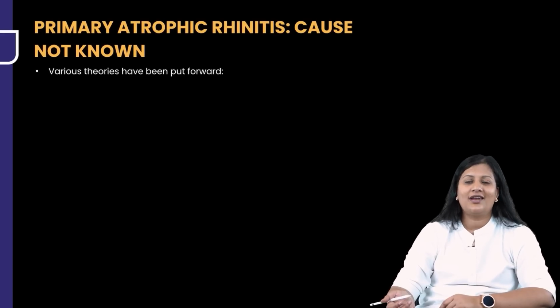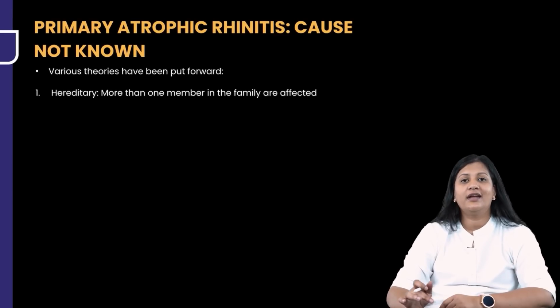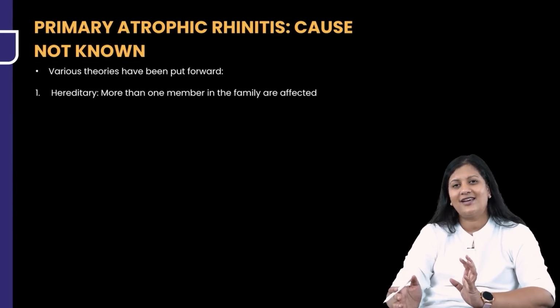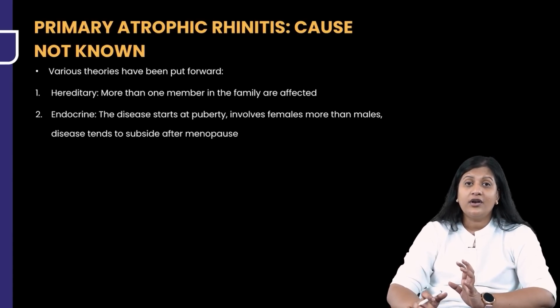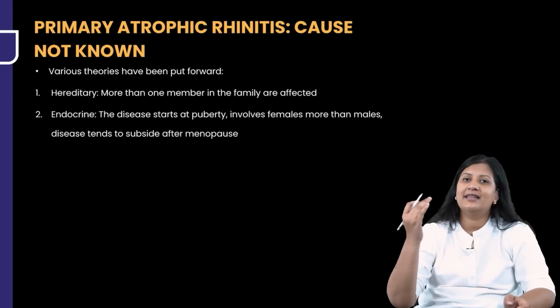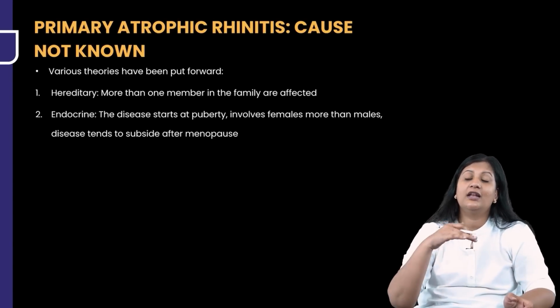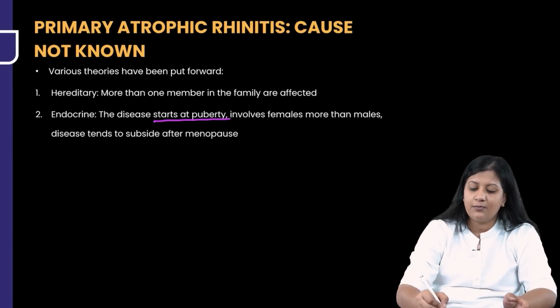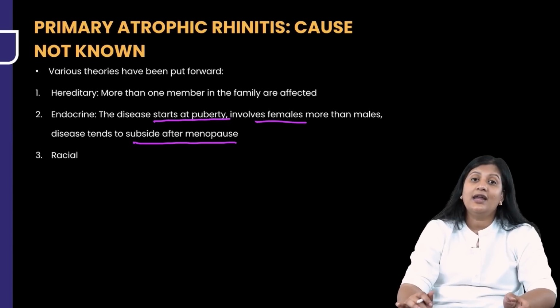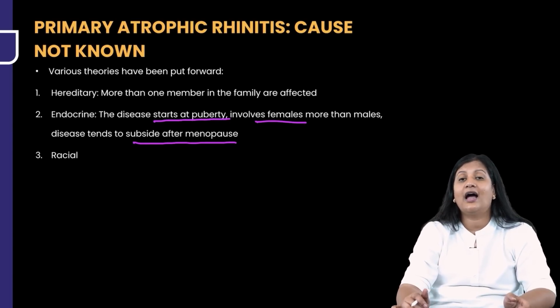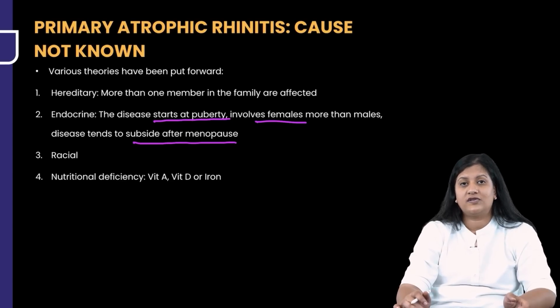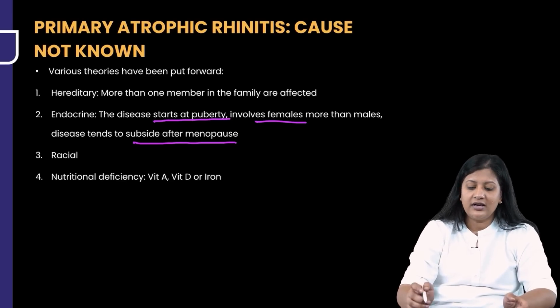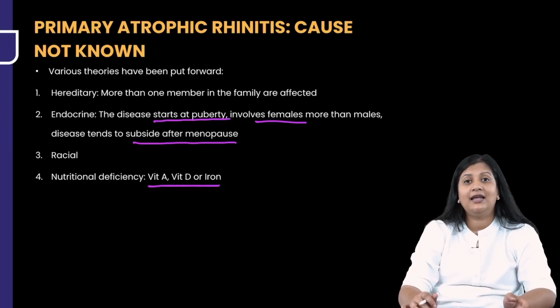So primary atrophic rhinitis is first and foremost most commonly due to hereditary causes, which have been postulated. Endocrinological causes: it typically starts after puberty, involves more females, and decreases after menopause. So it starts at puberty, involves females, and subsides after menopause. Racial factors: it is seen more often in Afro-American people than Asians. Nutritional causes: it can happen due to nutritional deficiencies like vitamin A, D and iron.